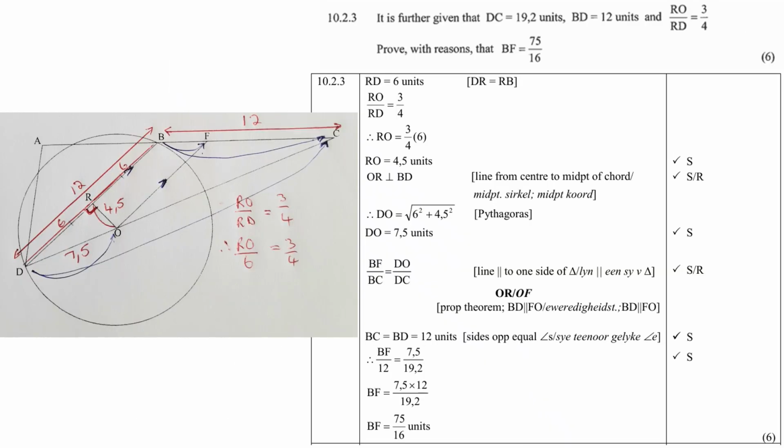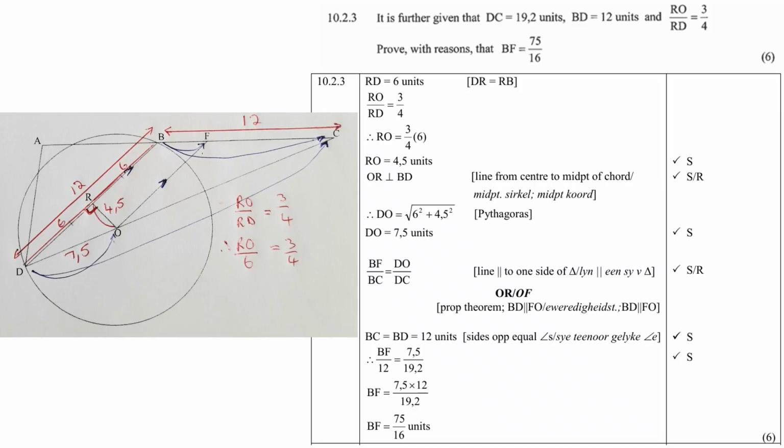Now let's look at 10.2.3. It is further given that DC is 19,2 units, BD is 12 units, as indicated on the drawing, and RO over RD equals 3/4, also as indicated on the drawing. Now you must prove with reasons that BF equals 75 over 16. So where do we start?